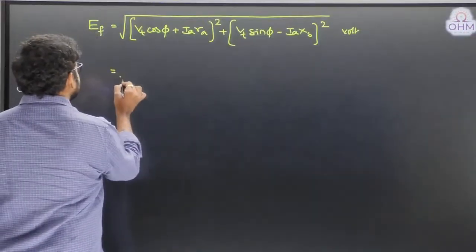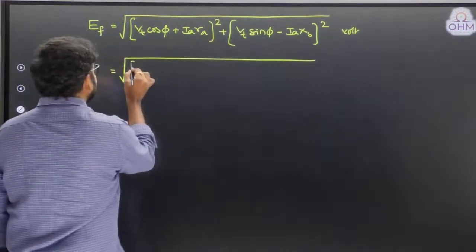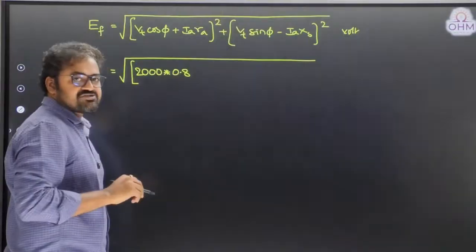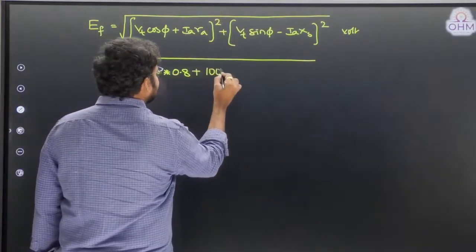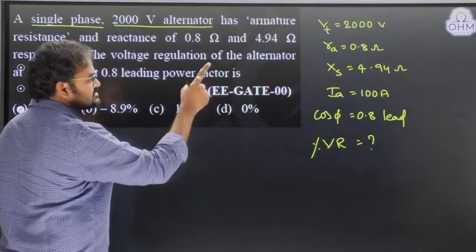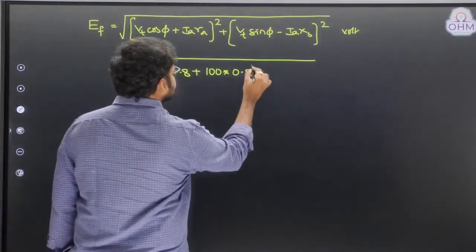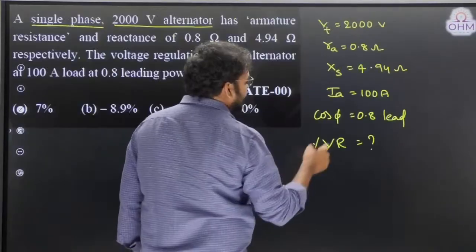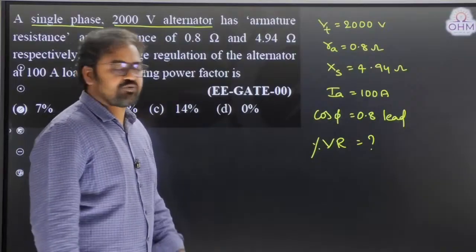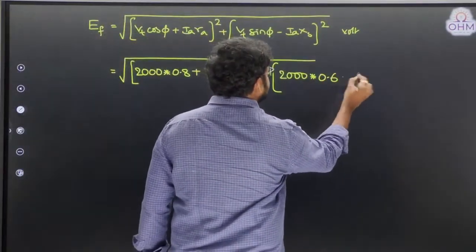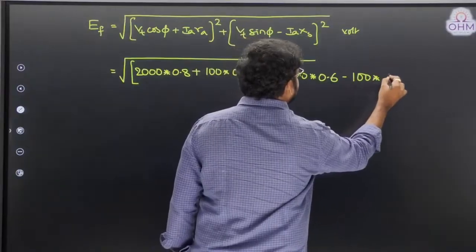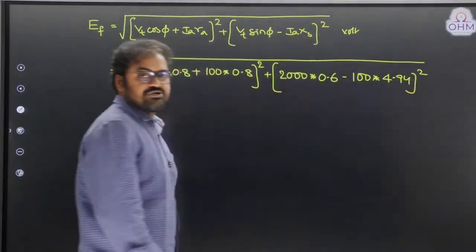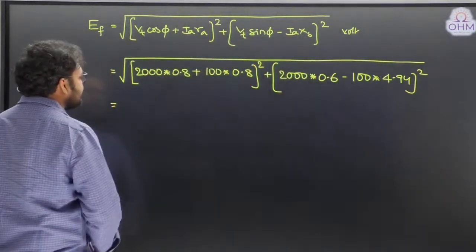Okay, so if I substitute the square root of... what is the Vt value given? 2000 volt. Power factor is 0.8, right? Cos phi is 0.8, plus the armature current was 100, and what is the armature resistance? 0.8 whole square plus Vt sin phi. Vt was 2000. Can I say cos phi 0.8 means sin phi becomes 0.6? Therefore, this is 0.6 minus Ia was 100, XS was 4.94 ohm. Okay, directly I substituted. Now you will get directly the value of EF.